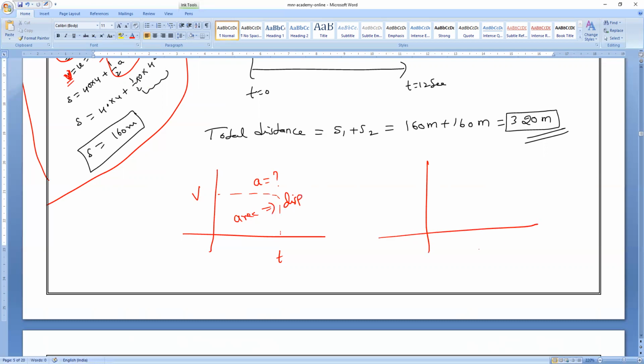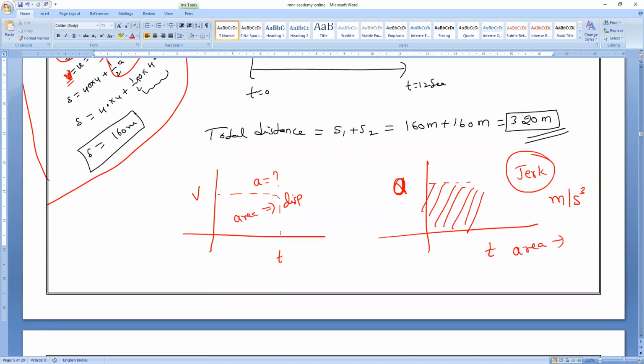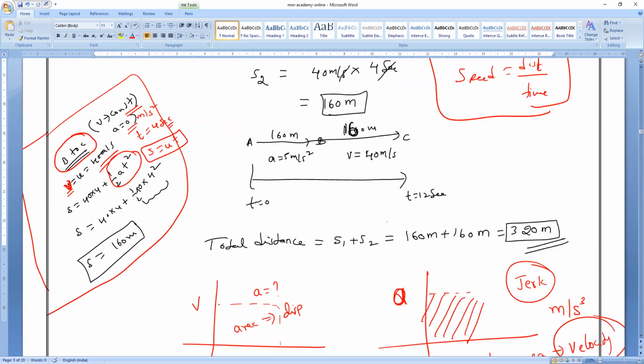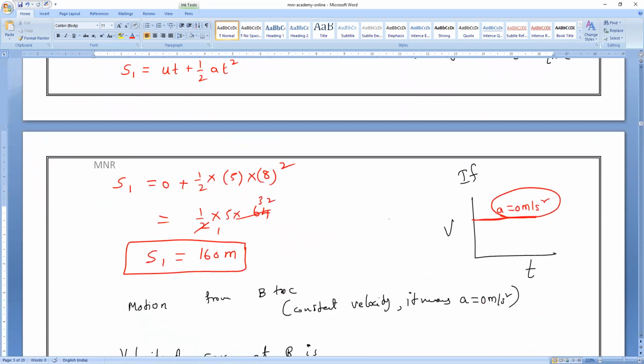Same way, for an acceleration-time graph, you will study in 11th class. Just for your purpose, I am saying: an acceleration-time graph will give you a concept called jerk, in meter per second cube. You won't understand now, just leave it. And the area under this will give you velocity. Area of acceleration-time graph will give you what? Velocity. Understood, guys?